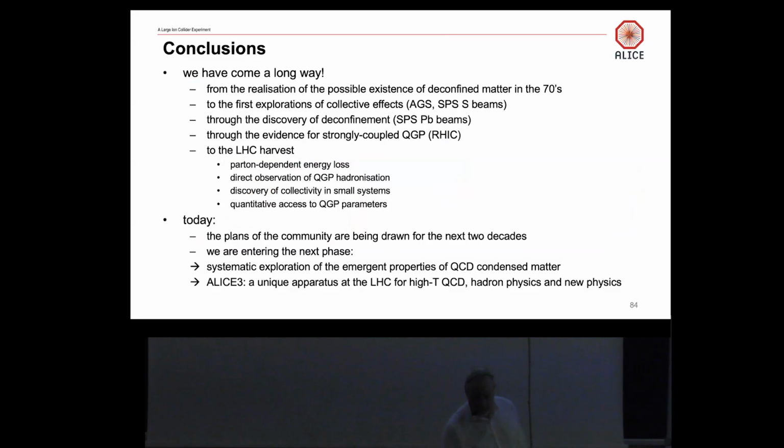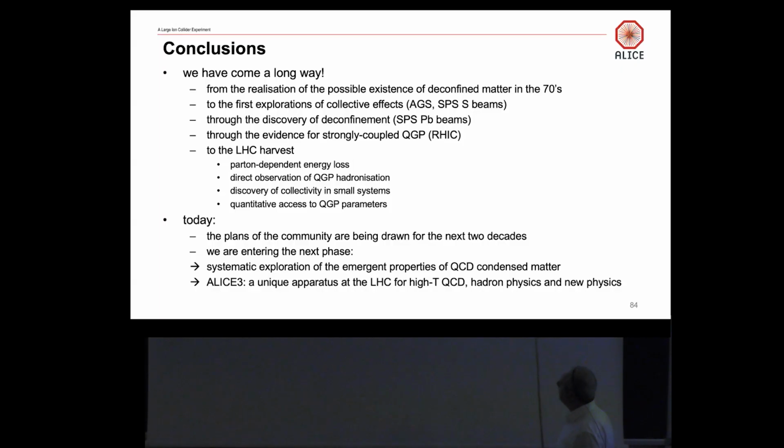So my conclusions are this: we have come a very long way from the realization of the possible existence of deconfined matter in the 70s to the exploration of collective effects with sulfur beams, silicon beams. I didn't go into that, but this was before, let's say, the QGP was discovered. Through the discovery of deconfinement at the SPS, the evidence for strongly coupled QGP at RHIC, and the LHC harvest, which has started to give us quantitative access to the QGP parameters.